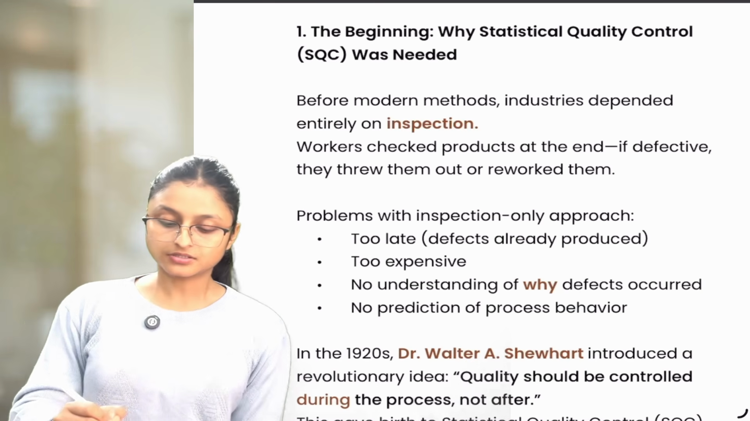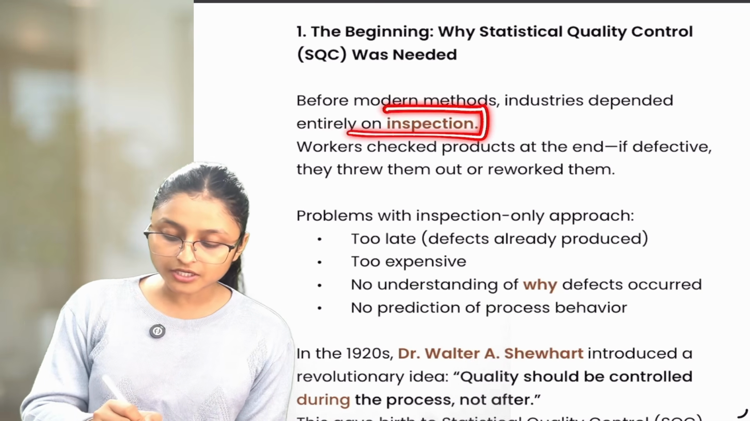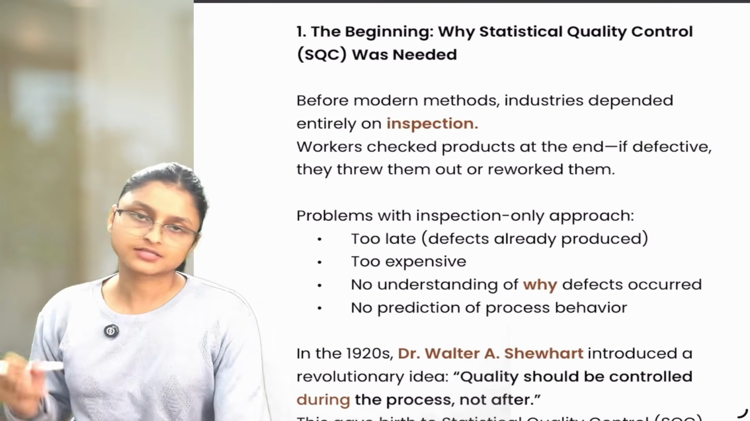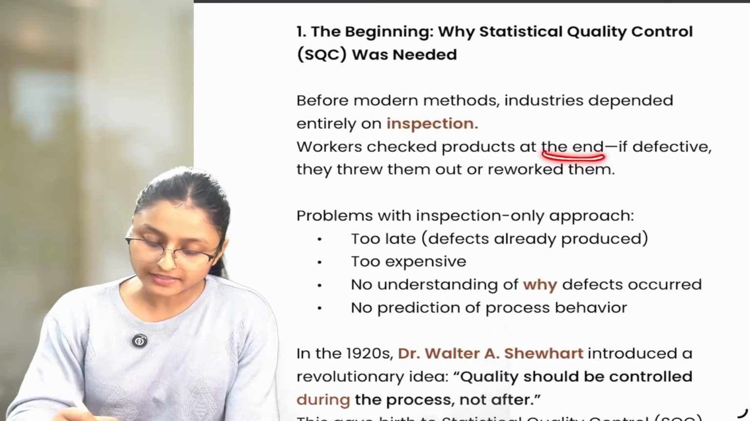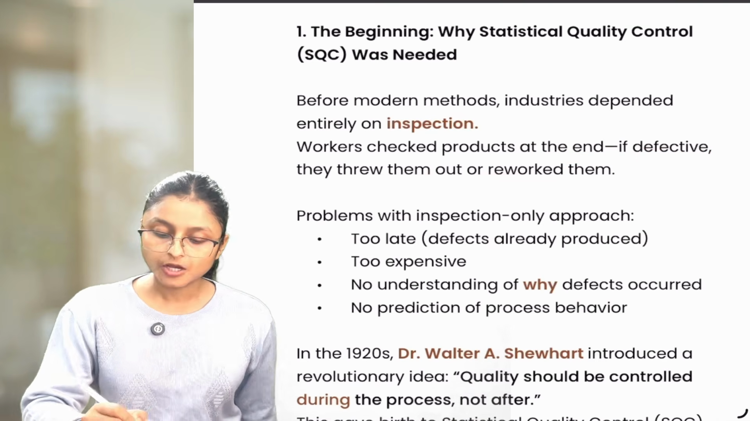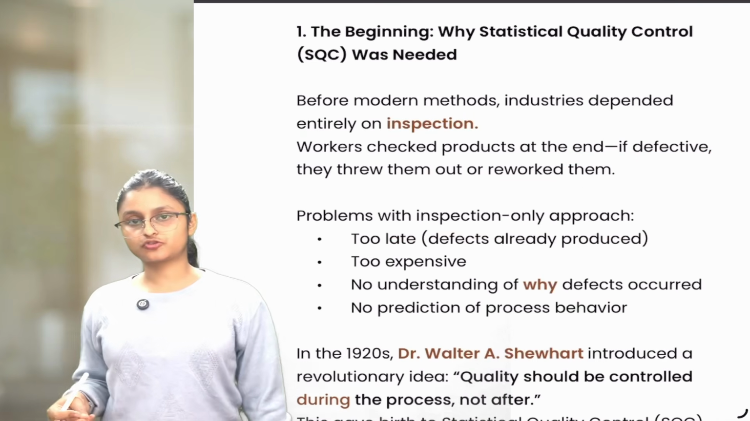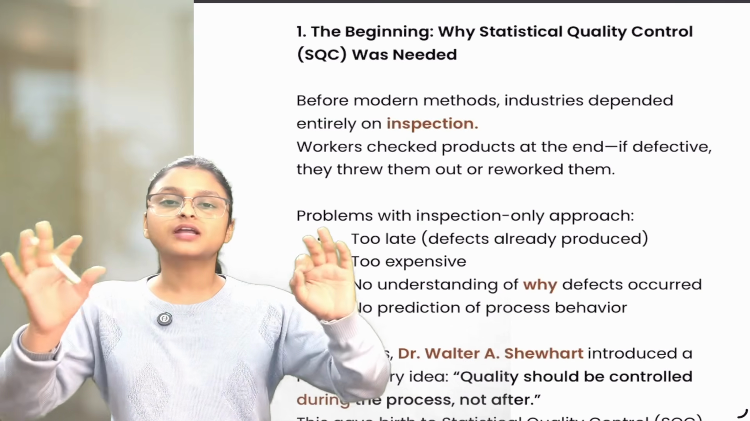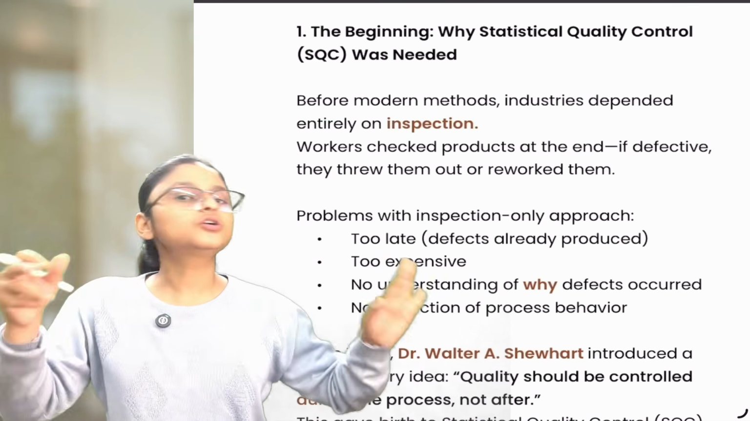Let's understand what is written here. Before modern methods, industries depended entirely on inspection. They meant quality is equal to inspection at that time. Workers checked product at the end. If defective, they threw them or reworked on them. Problems with inspection only approach. Inspection only approach means you are only applying inspection as a quality control thing. You are not doing anything else.